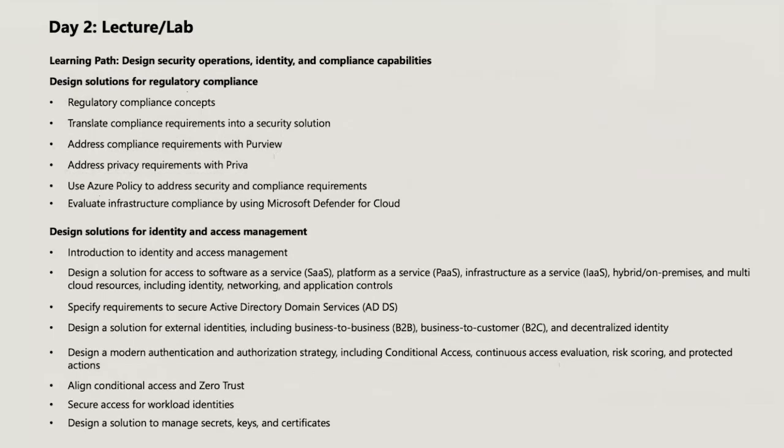Also talking about how conditional access and zero trust are aligned to each other, what comes in workload identities, and design solutions to manage secret keys and certificates. These are the different topics that we are going to cover today in the day 2 session.